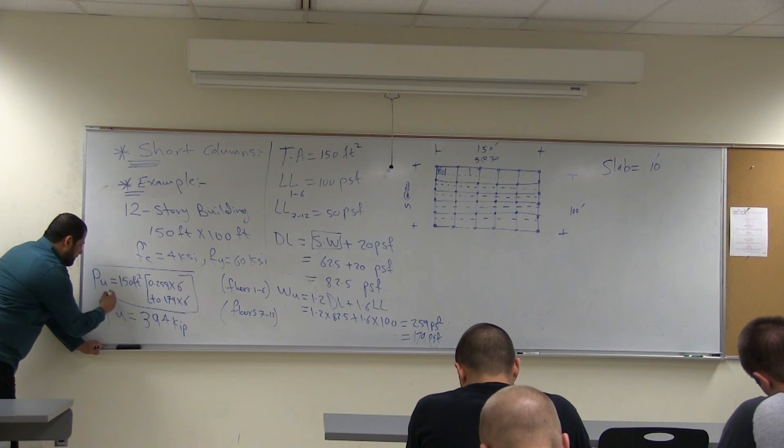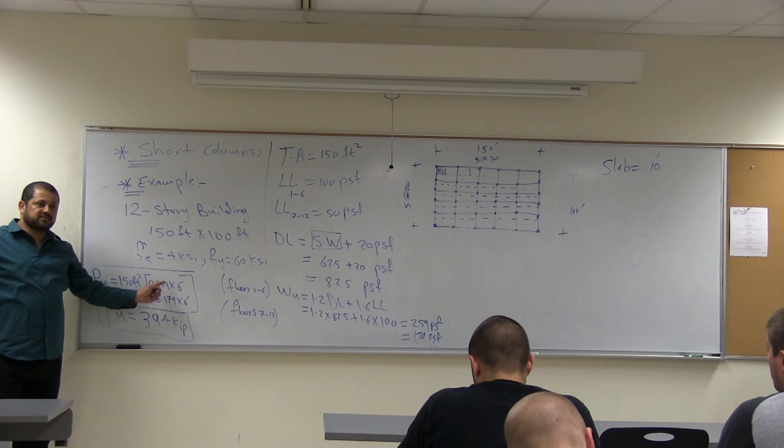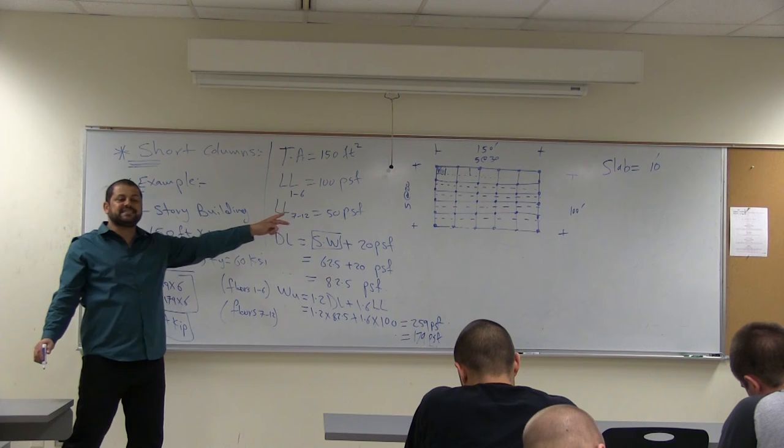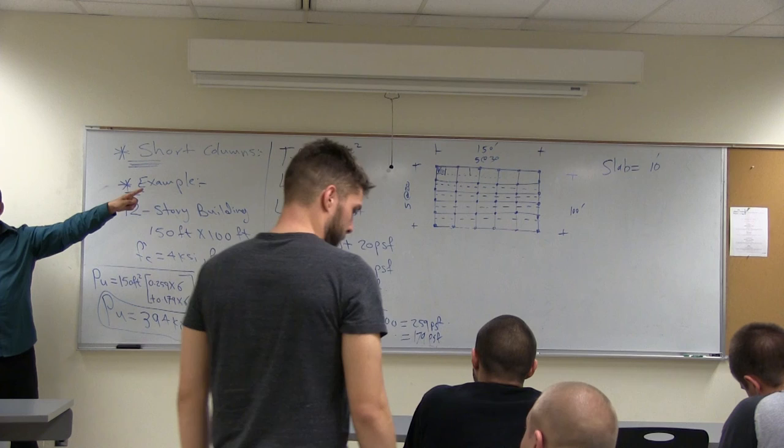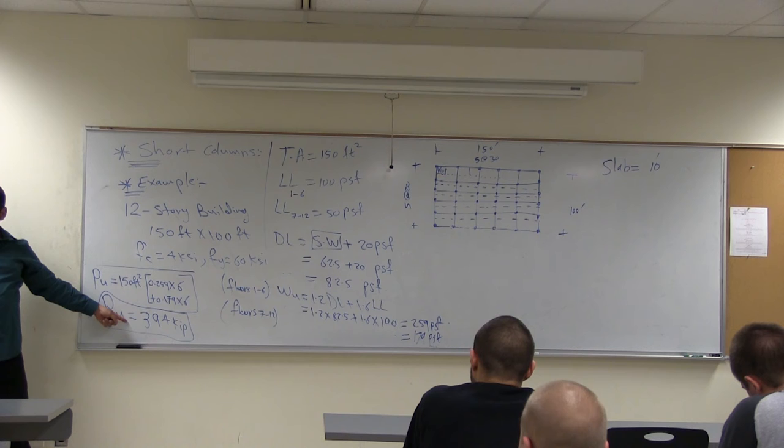0.179 times 6. How much? 394. 394 kips. That's this guy. By the way, this is valid for everything. For the middle one, you will have 30 by 20, 600. This number will be 600 times that. For the perimeter, you will have 30 times 10, 300, twice this. So this is calculated for you in the project.